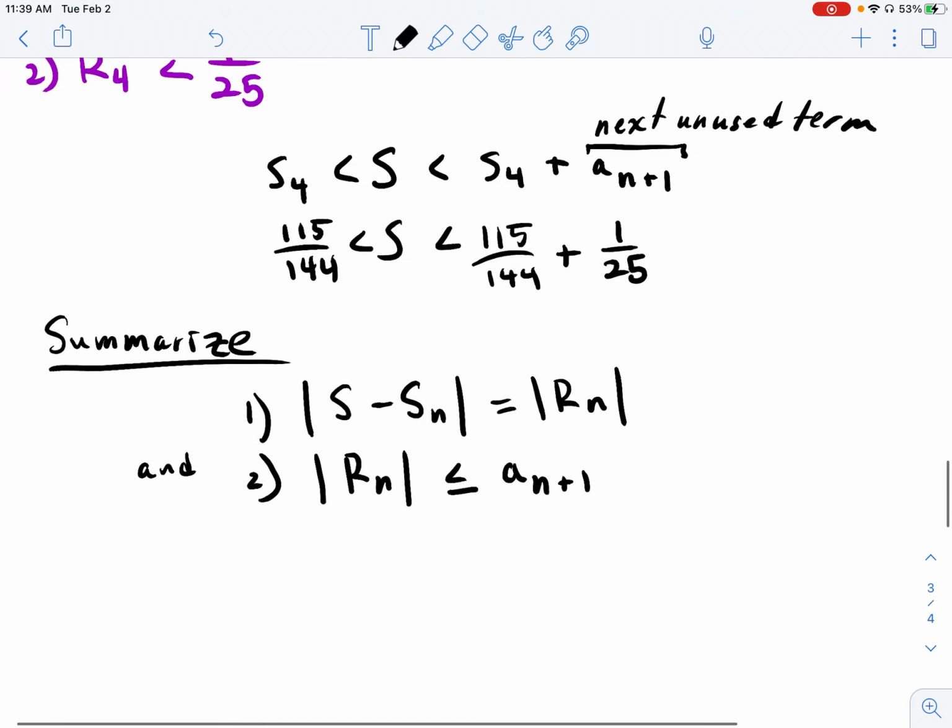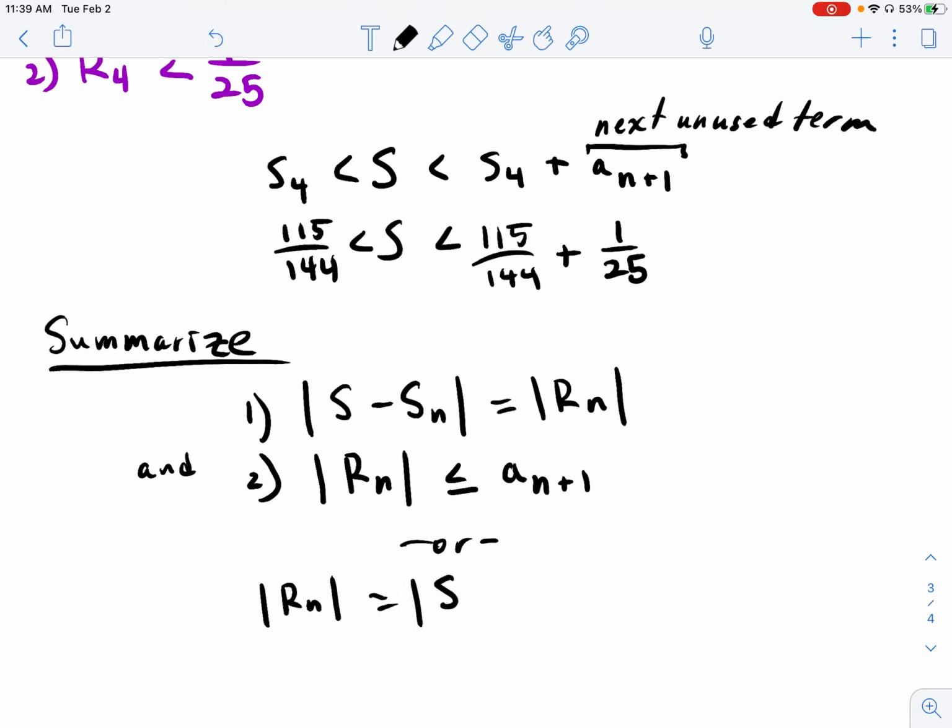And we've got kind of an equation and an inequality. If I put it all together here, I could summarize this as the absolute value of our remainder is equal to the difference between our sum and our partial sum. It's how much we are off by, but we know that this error has to be less than or equal to a sub n plus 1. So this here gives us our lower bound, and this here represents our upper bound.